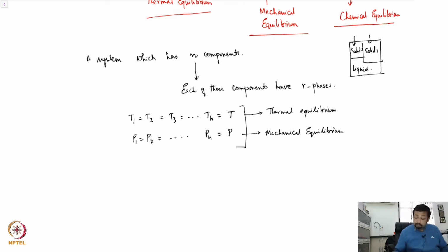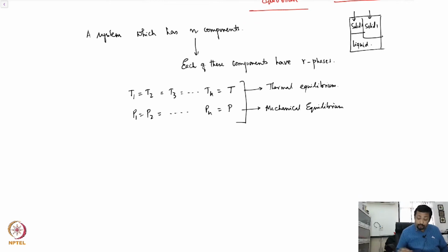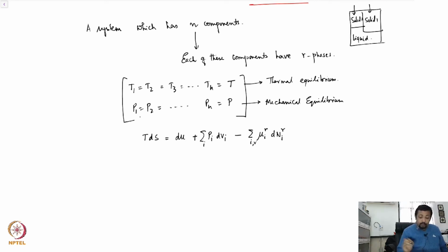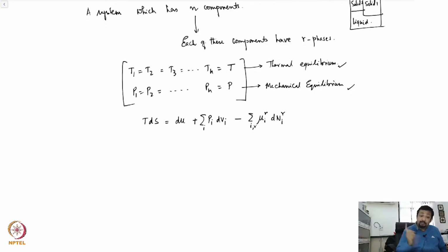Now, if you recall, your first law is TdS = dU + Σ Pi dVi − ΣΣ μi^r dNi^r. So please understand that you have to be very careful with this. But these two are done. The thermal equilibrium is done, the mechanical equilibrium is done. The point comes in for the chemical equilibrium.